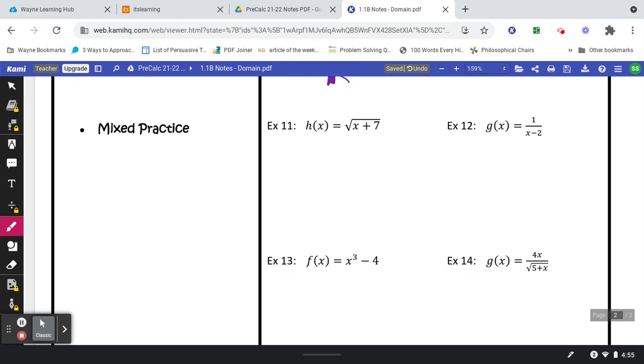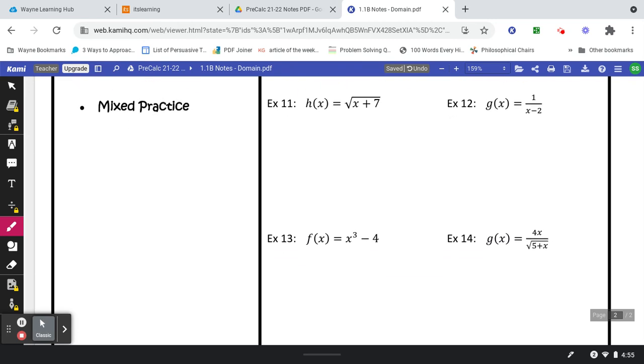All right, for examples 11 through 14, you just have some mixed practice trying to identify which symbol is going to match with each of these situations, whether you have a denominator, a square root in the denominator, or no restrictions at all, no square root, no denominator. Take a moment and see if you can at least set each one of these up. You might need to flip your paper over back and forth, but try to get each of these set up correctly. I'll give you a moment.